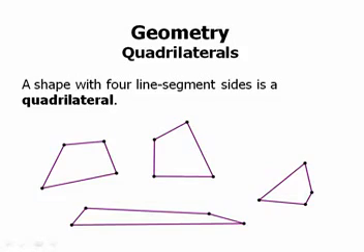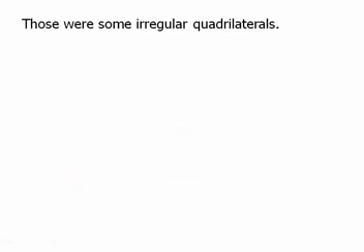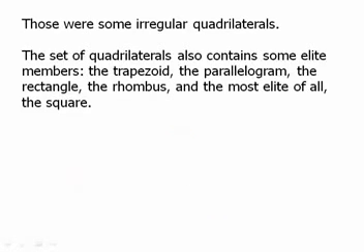And sometimes the test will ask about an irregular quadrilateral. The test is more likely to ask about the very symmetrical quadrilaterals, and we'll talk about those also in this video. So of course those were the irregular quadrilaterals. The set of quadrilaterals also contains some elite symmetrical members: the trapezoid, the parallelogram, the rectangle, the rhombus, and the most elite of all, the square.